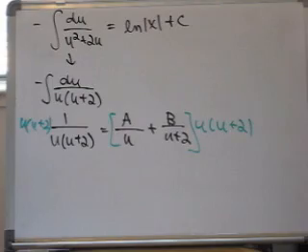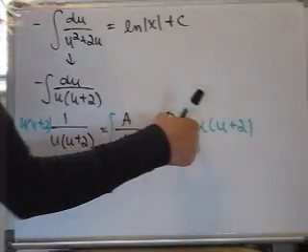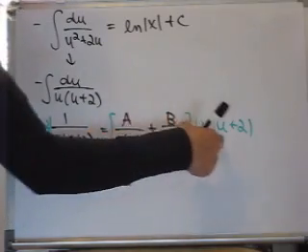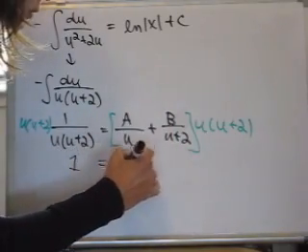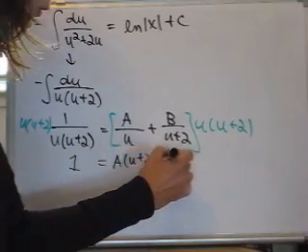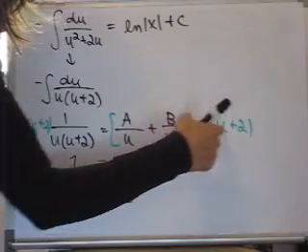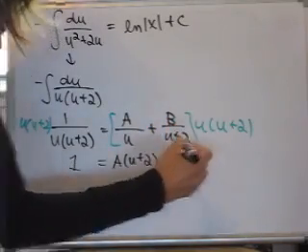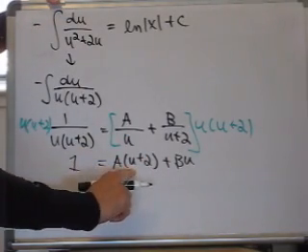On the left-hand side, I end up with 1. On the right-hand side, when I multiply u times u plus 2 times the first term, the u's cancel, so I get a times u plus 2. When I multiply u times u plus 2 times the second term, the u plus 2's cancel, so I get b times u. So to solve for a and b, I'm going to plug in u.